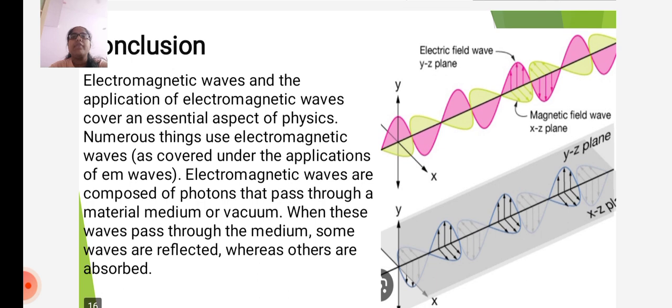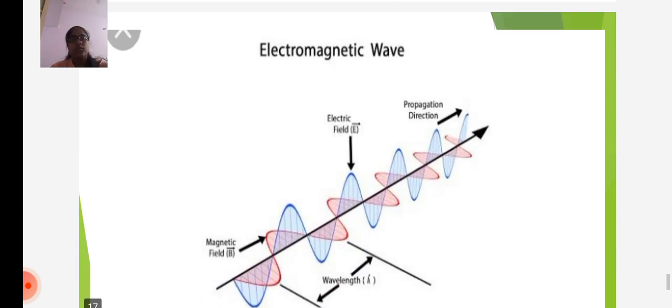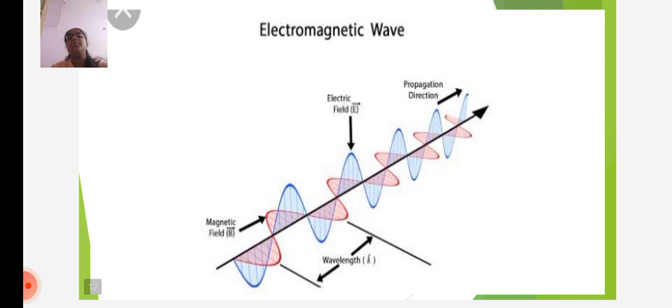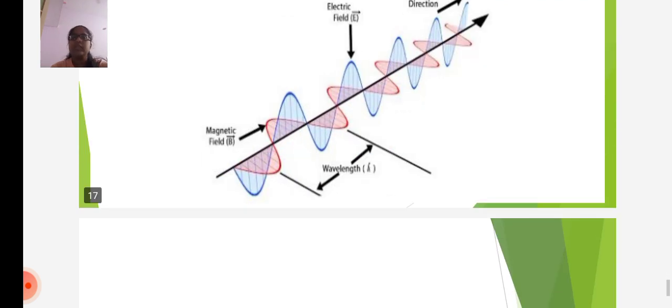Conclusion. Electromagnetic waves and the applications of electromagnetic waves cover an essential aspect of physics. Numerous things make use of electromagnetic waves, as covered under the applications of EM waves. Electromagnetic waves are composed of photons that pass through a material, medium, or vacuum. When these waves pass through the medium, some waves are reflected whereas others are absorbed. So this is a diagrammatic representation of electromagnetic waves.